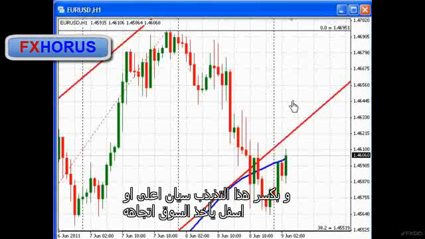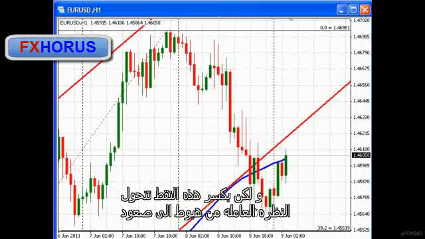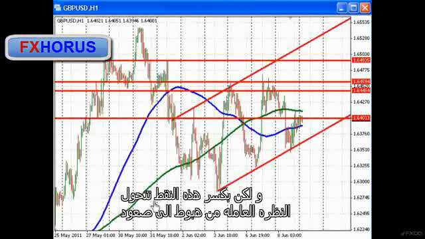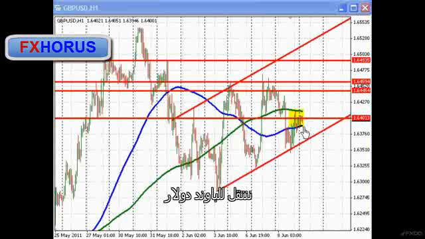If we're able to move above here, we can change the bias quickly from being bearish to bullish on the failure of the move. So pay attention to these levels, folks. It could be important here for the euro versus US dollar. The sterling versus US dollar is also at key levels here as we enter the Far East session.